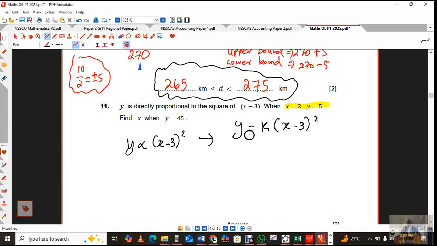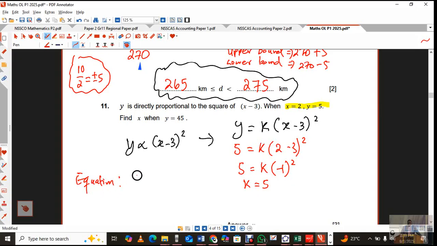So before you do anything, you are going to substitute, because when x equals 2, y equals 5. So 5 here, constant of variation k, x is equal to 2, take away 3. You get negative 1 here, and anything you square is just going to be 1. So that implies that k is equal to 5. So our complete equation is y equals 5, being the value of k, times x minus 3 all squared. Now that we have our equation set out, we can use that equation to calculate anything that they want us to do.